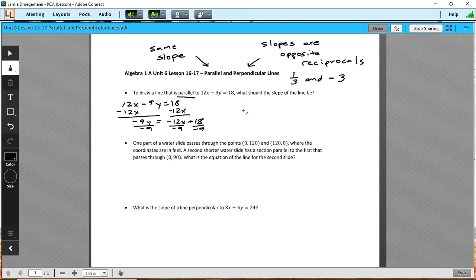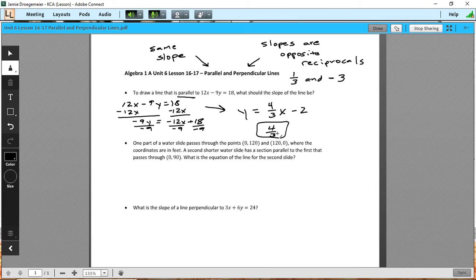So negative 9y divided by negative 9 is y. Negative 12x divided by negative 9, that would be positive. And then 12/9, each of those is divisible by 3. I could simplify that to 4/3. And then 18 divided by negative 9 is going to be negative 2. So this would be the equation of our line in slope-intercept form. And 4/3 is going to be my slope. So we would say that the slope of the parallel line would also have to be 4/3.